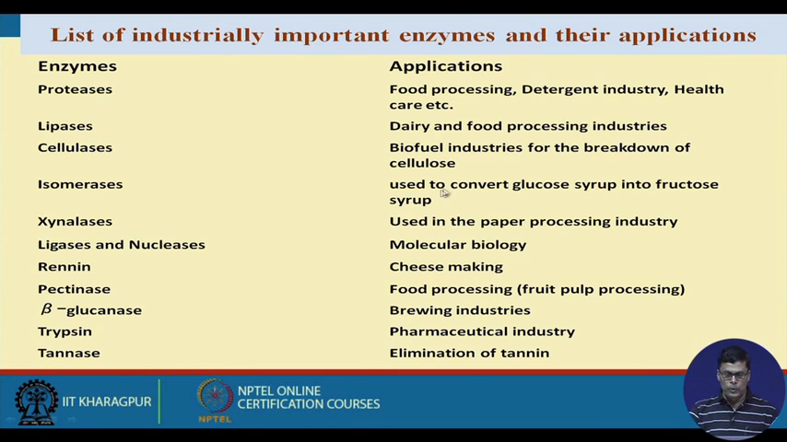Lipases have a lot of use in the dairy and food processing industries. Cellulase is nowadays used in the biofuel industry for the breakdown of cellulose. Isomerase is used for the conversion of glucose to fructose. As you know, fructose is 10 times sweeter than glucose, so that is why it is used in the confectionery industry to a great extent. We have ligase and nuclease that are used in molecular biology. Renin is used in the cheese making industry. Pectinase is used in the food processing industry. Trypsin is used in the pharmaceutical industries.